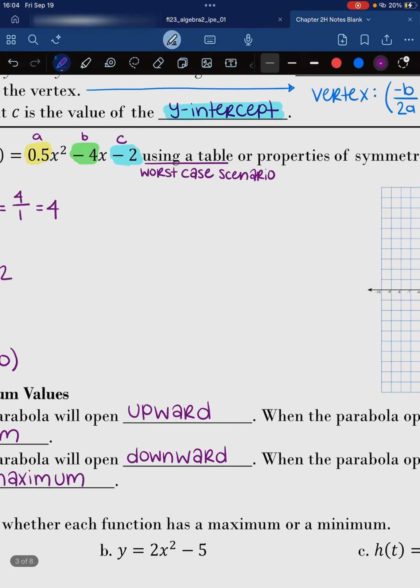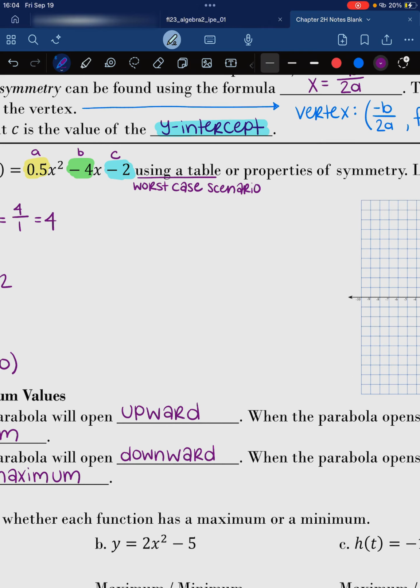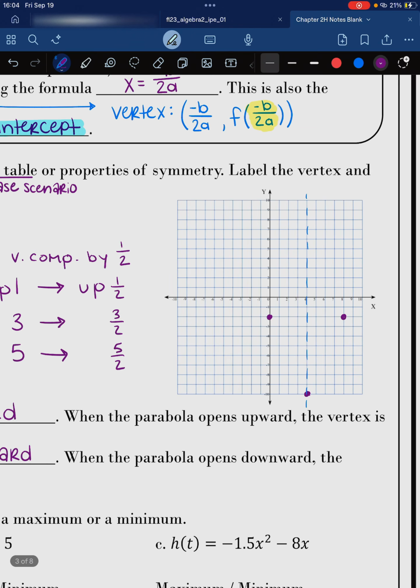I'm also going to go ahead and use the pattern I was referencing earlier. So normally my pattern is I go up 1, and then I go up 3, and then I go up 5. Okay, A is positive, so I'm definitely still going up. But now I have a vertical compression by 0.5 or a half. You know I like fractions better. Okay, so I'm going to go ahead and multiply this pattern by my vertical compression. So now I'm going to go up a half, and then I'm going to go up 3 halves, and then I'm going to go up 5 halves. So let's see what that looks like on the graph then.